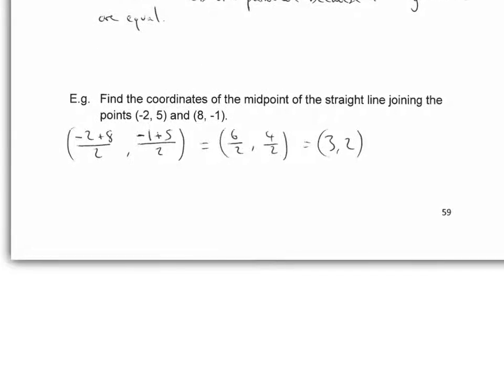Next example, this is just a really nice, quick, easy question. It says, find the coordinates of the midpoint of the straight line joining these 2 points. You're going to average the x coordinates and average the y coordinates, and you end up getting an answer of (3, 2). You can sort of see, if you think about how far it is to go from -2 to 8, the distance between those is 10. So if you go half the distance, that's going 5. So 5 more than -2 is 3. Similar kind of idea for the y's.